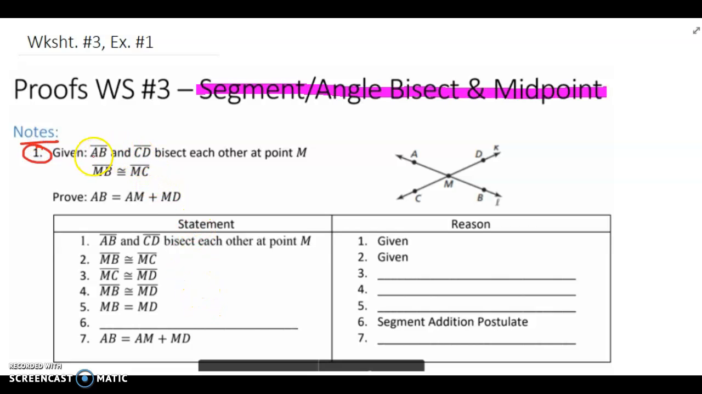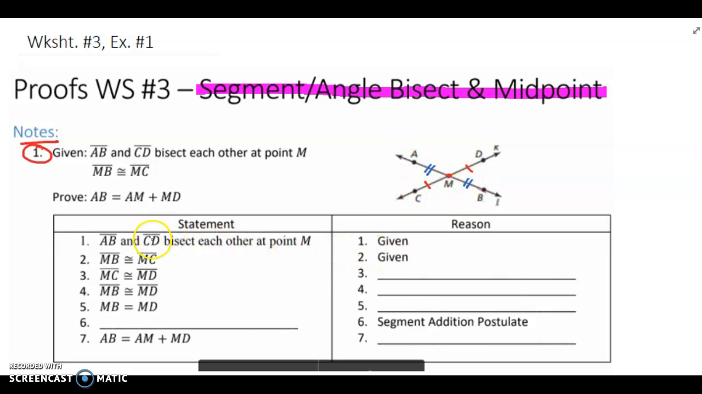All right, it says AB and CD bisect each other at M. Okay, so AB bisects CD, which means that CM and MD are the same. And then AM and MB have to be the same because this bisects AB.